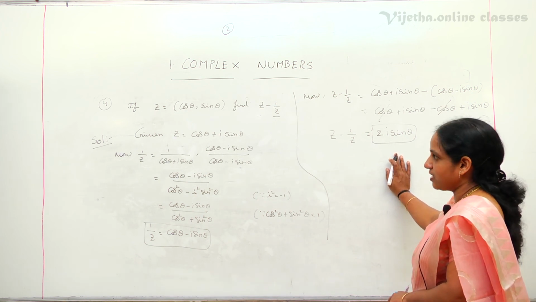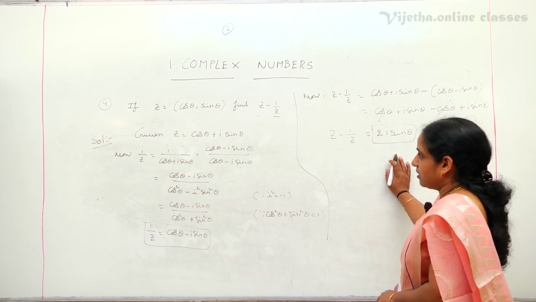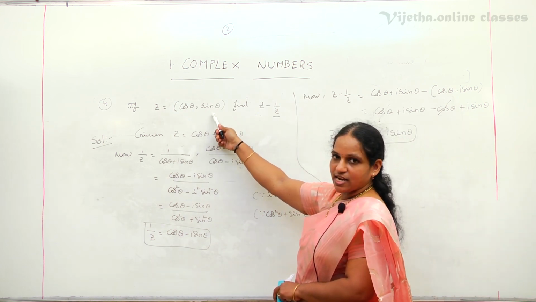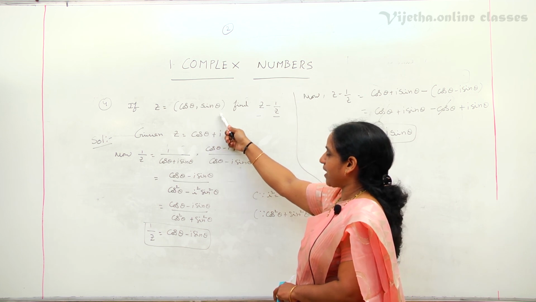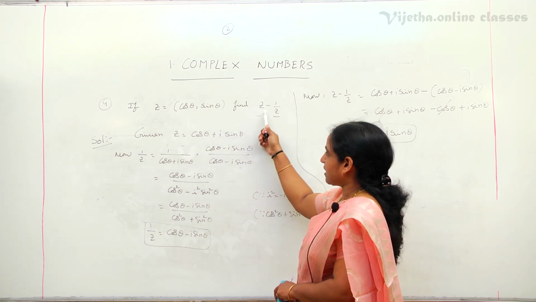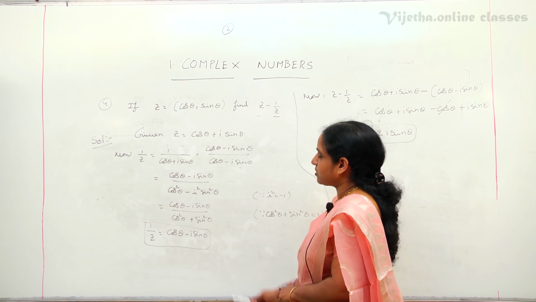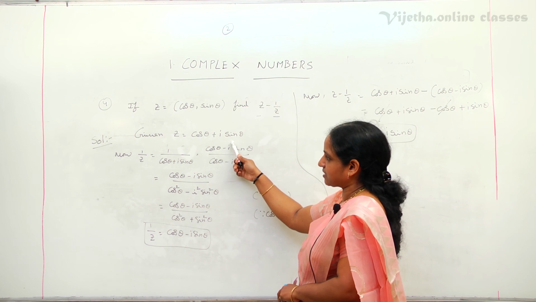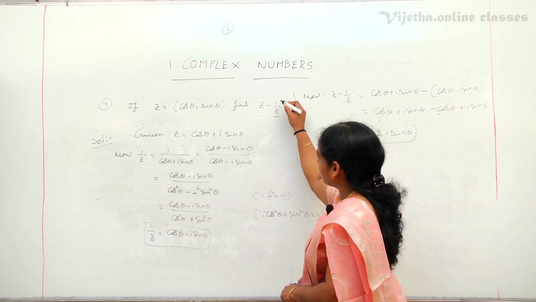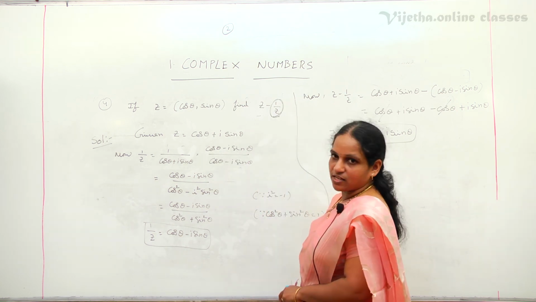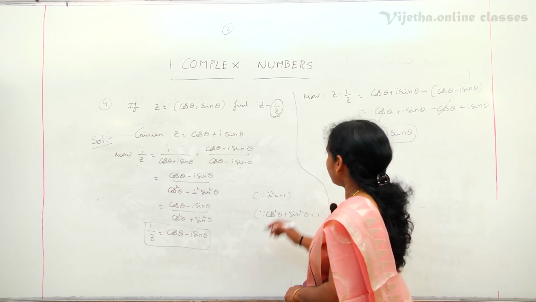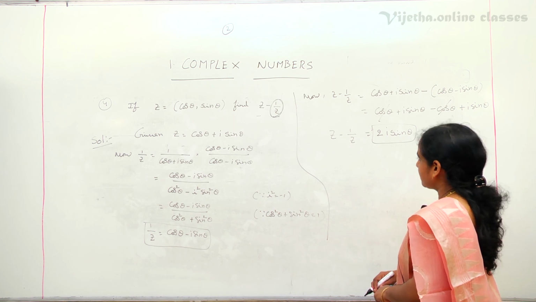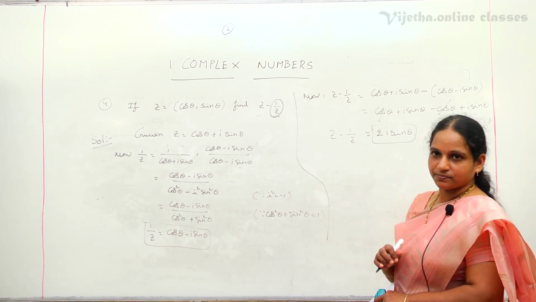This is the fourth problem in complex numbers. If Z equals cos theta and sin theta as an ordered pair, then find the Z minus 1 by Z value. So Z, the ordered pair cos theta, sin theta, means cos theta plus i sin theta. First find the 1 by Z value. After that, Z minus 1 by Z equals 2i into sin theta.